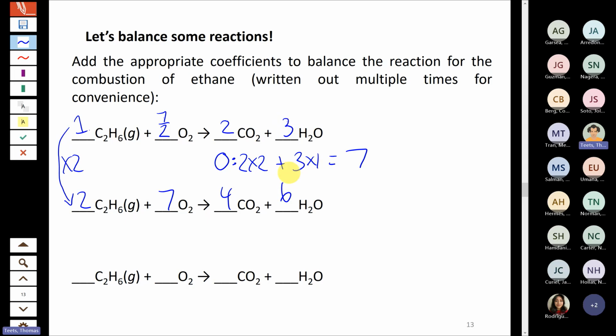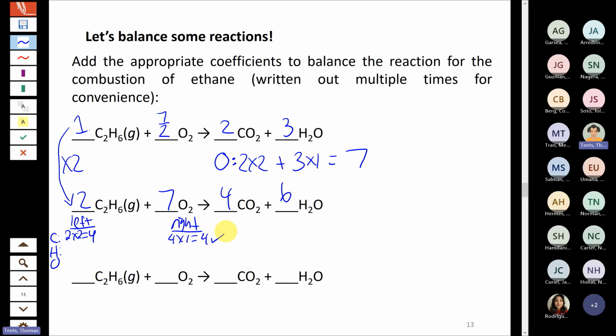So then if we want to check our work and make sure we did it correctly, let's go ahead and make sure that we have the same number on both sides. So we have carbon, hydrogen, and oxygen involved in this reaction. On the left side, we have 2 C2H6s. So we have 2 times 2 is 4 for carbon. On the right side, we have 4 CO2s. 4 times 1 is also 4 for carbon.